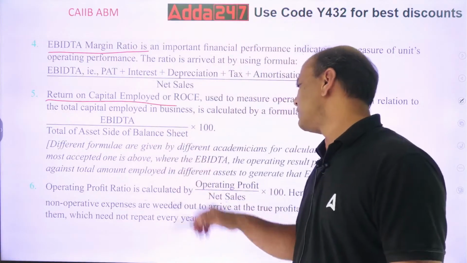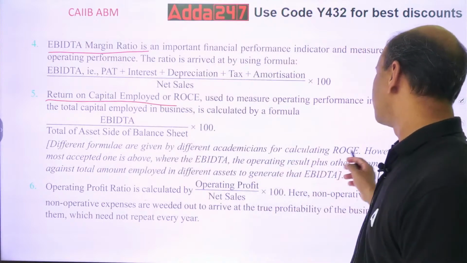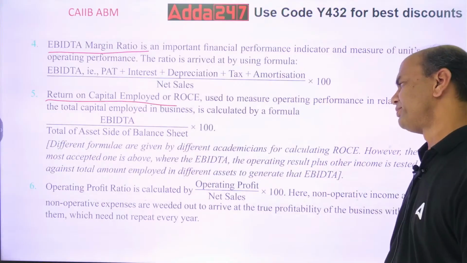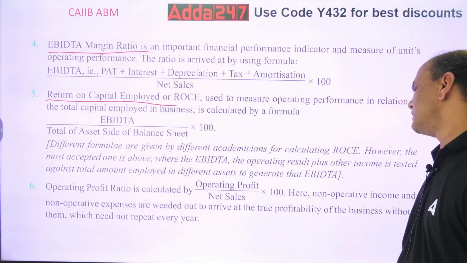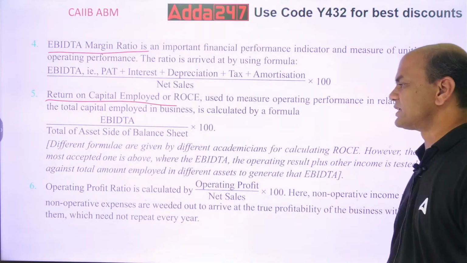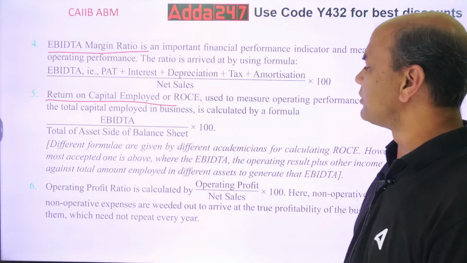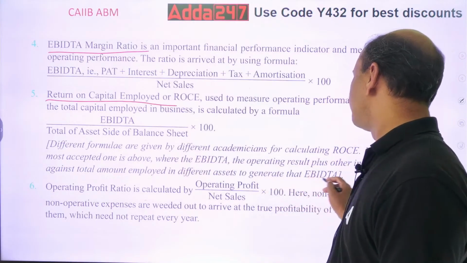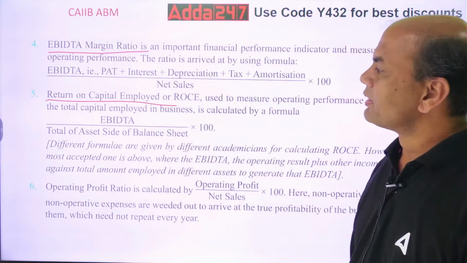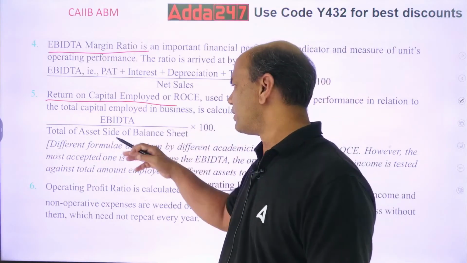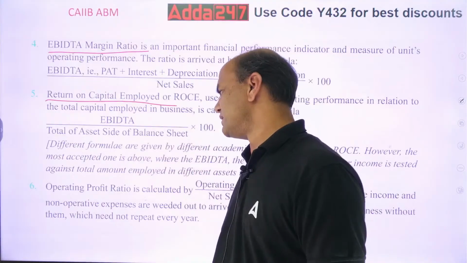Different formulas are given by different academicians for calculating ROCE. However, the most accepted one is above, where EBITDA, the operating result plus other income, is tested against the total amount employed in different assets to generate that EBITDA. So basically this is the most accepted formula, EBITDA upon total of asset side of the balance sheet.